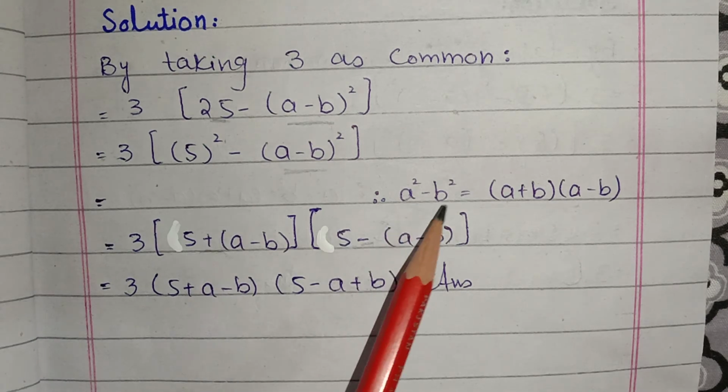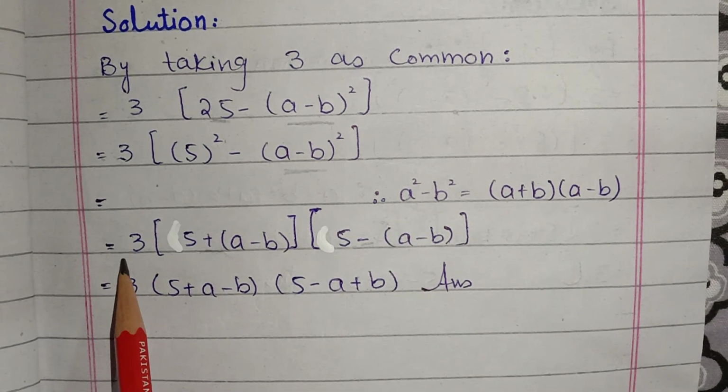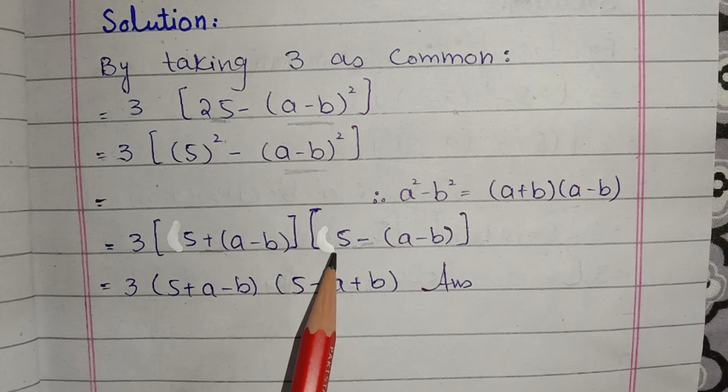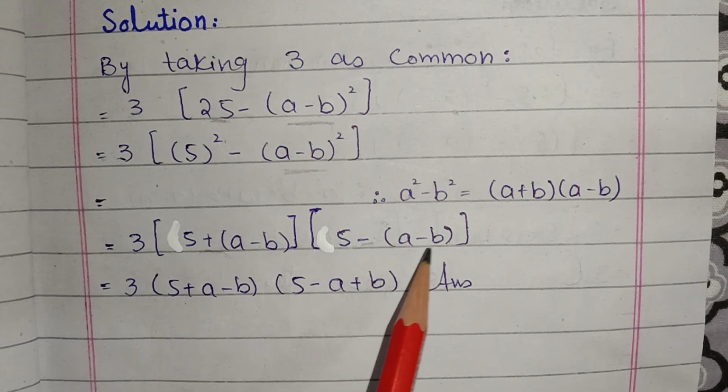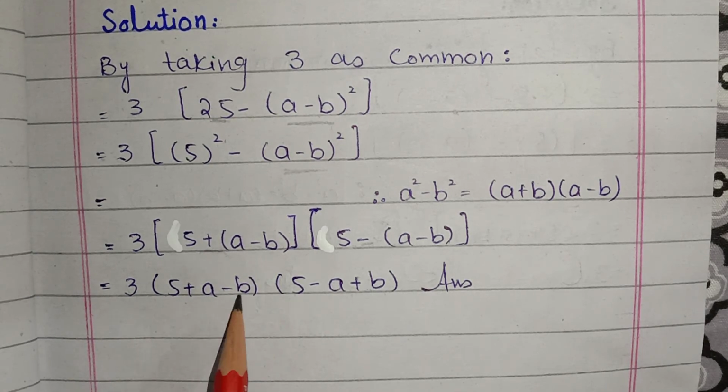Using our formula a square minus b square is equal to a plus b into a minus b, 3 as a common term will write as it is, and within a bracket we will write 5 plus into a minus b firstly, then we will write 5 minus into a minus b. Now students, here we have plus and within a bracket there is no change of sign, so we will write 5 plus a minus b as it is.